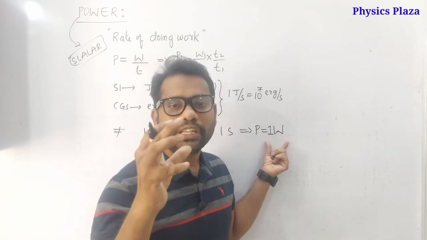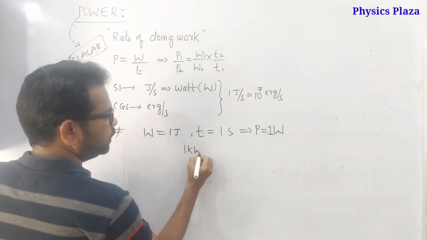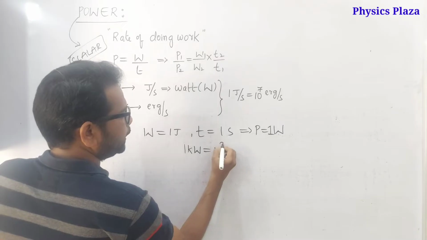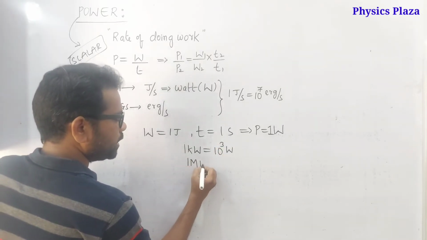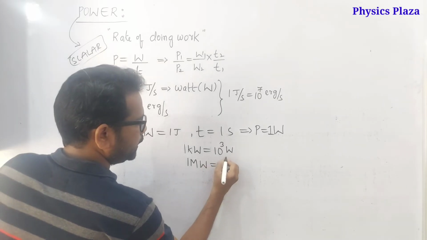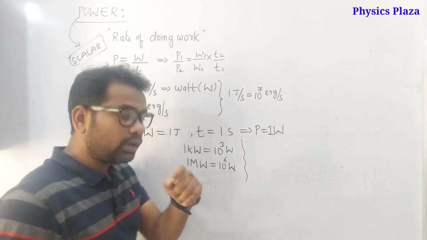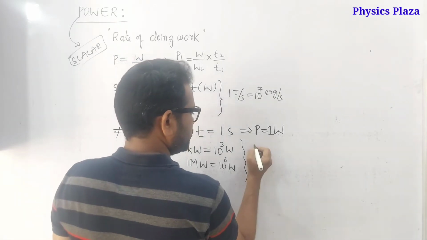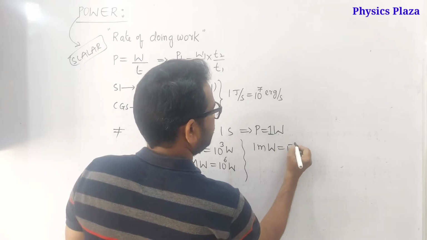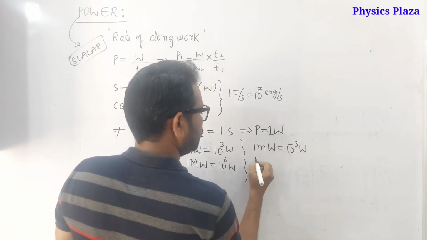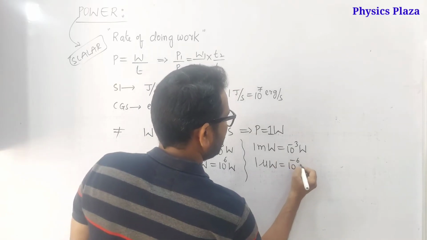This watt we cannot use to measure a large amount of power, because the watt will become very small. In that case, we can use kilowatt. Kilowatt is equal to 10 power 3 watt. And we can also use 1 megawatt. Megawatt is what, children? 10 power 6 watt. If you want to measure very small amounts of power, we can use 1 milliwatt, that is 10 power minus 3 watt, or 1 microwatt, that is 10 power minus 6 watt.